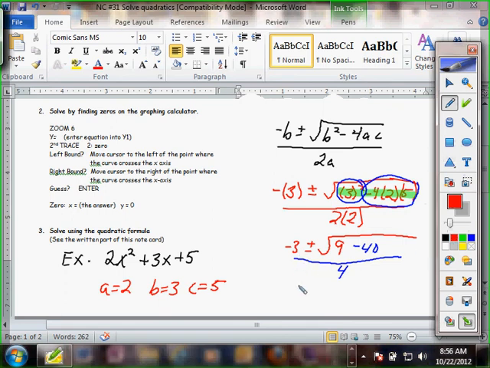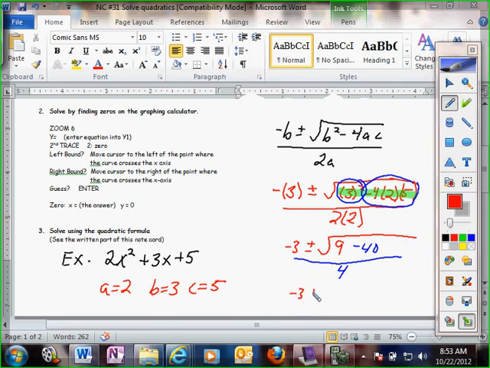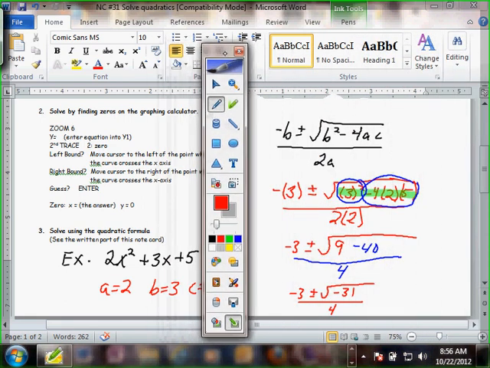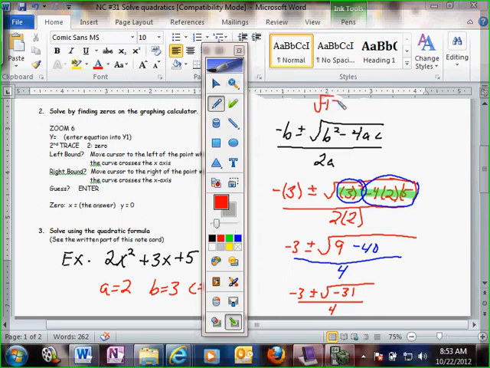Now, continuing to simplify, I have negative 3 plus or minus the square root of 9 minus 40, which is negative 31, over 4. Now we're going to get this review of imaginary numbers. What I have here is a square root of negative 1 underneath. And the square root of negative 1 is i.